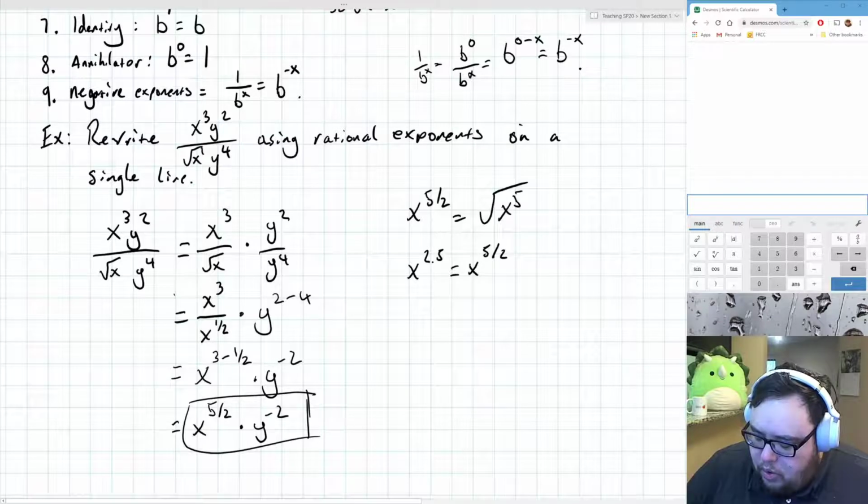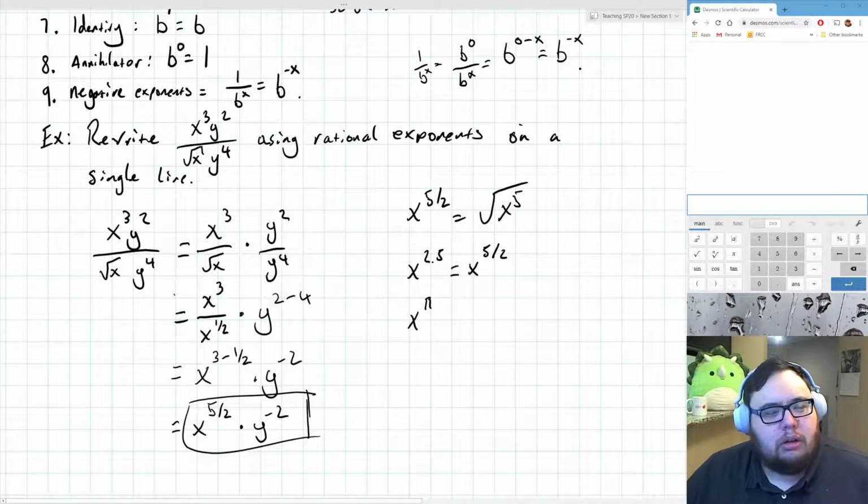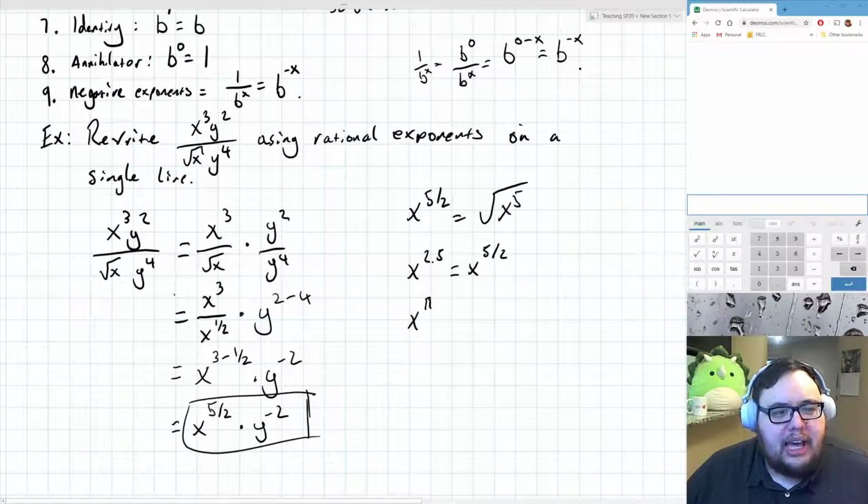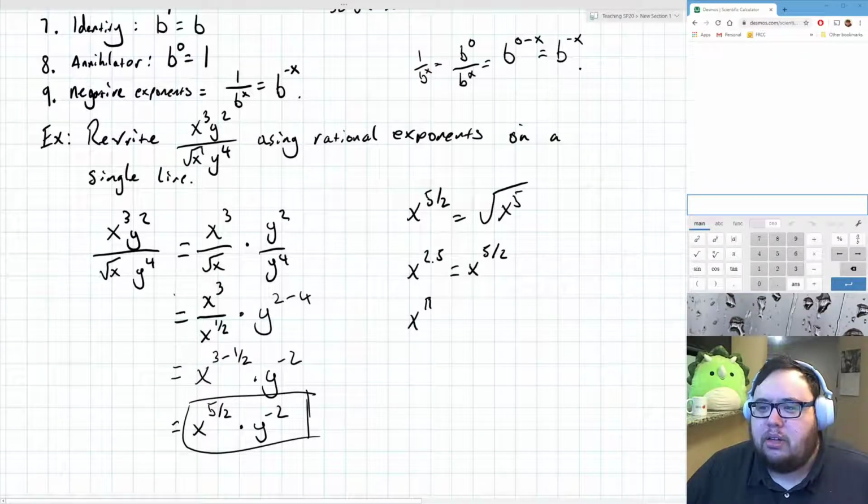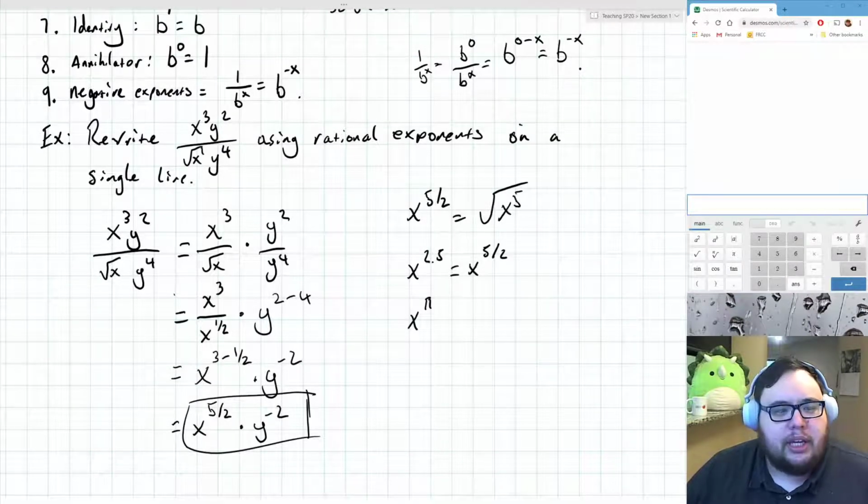But what the heck is x to the power of pi? What does that mean? What is the pi-th power of anything? It turns out that it is something that is well defined. It does mean something. What it means exactly is beyond the scope of our class.